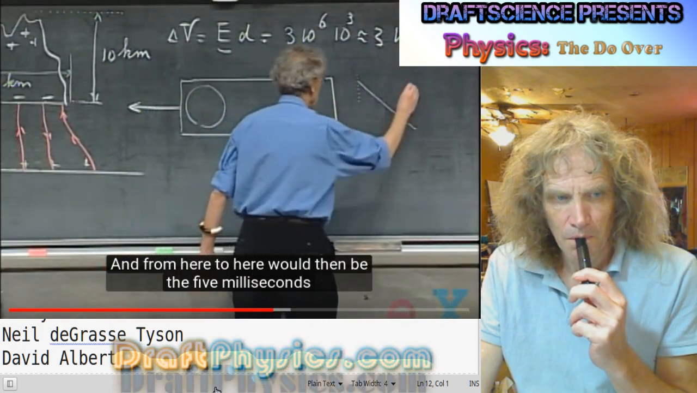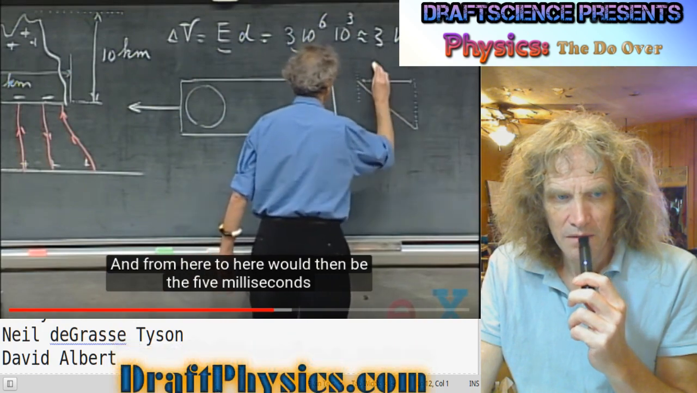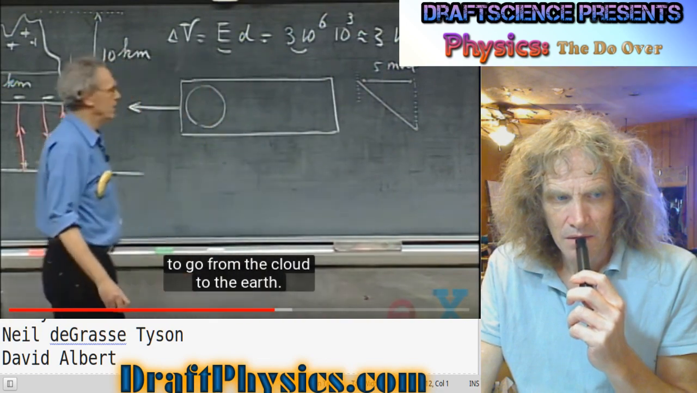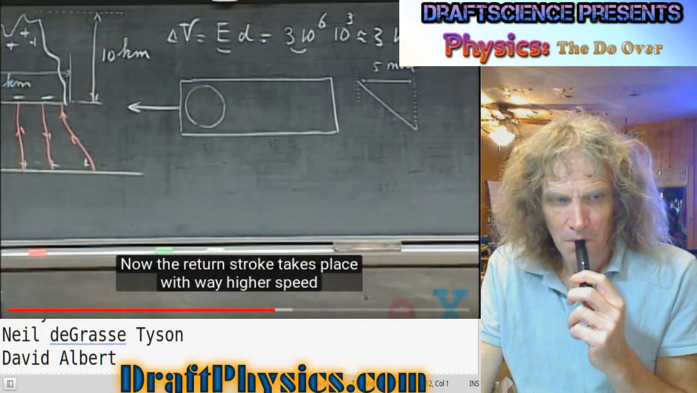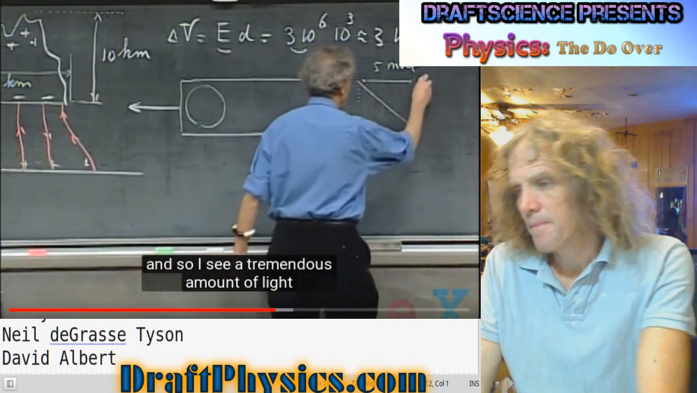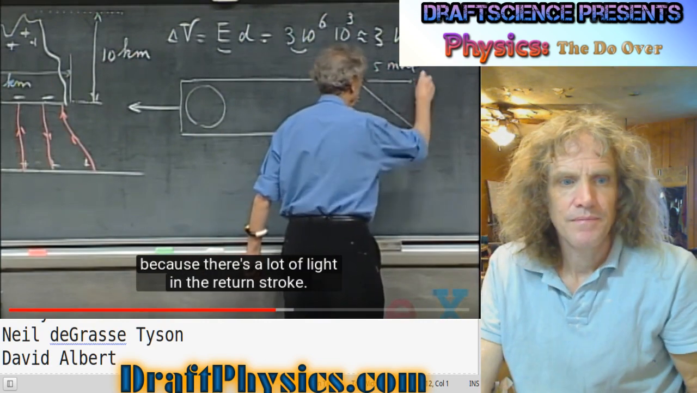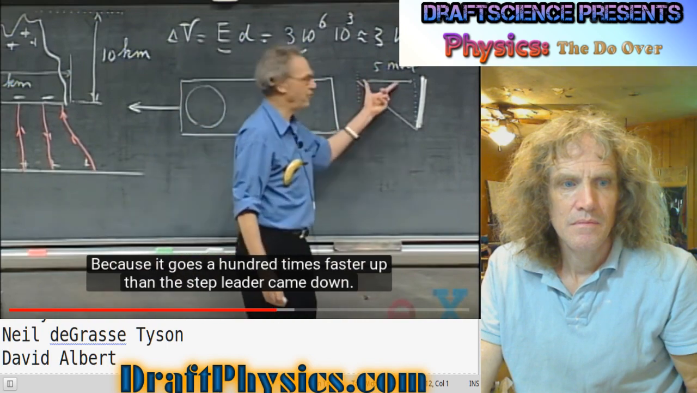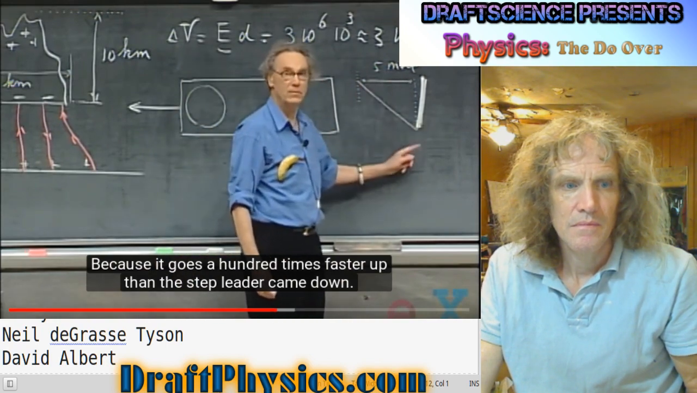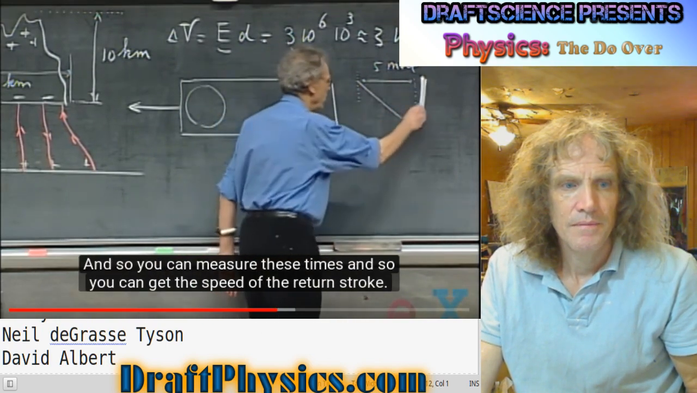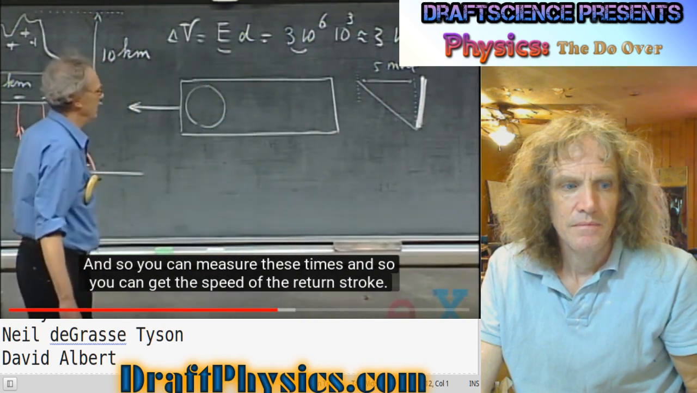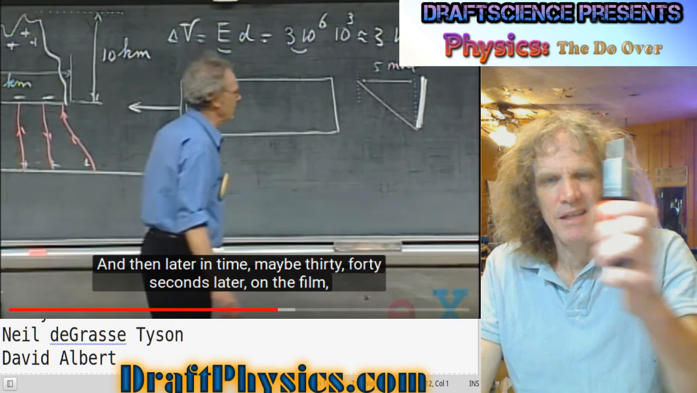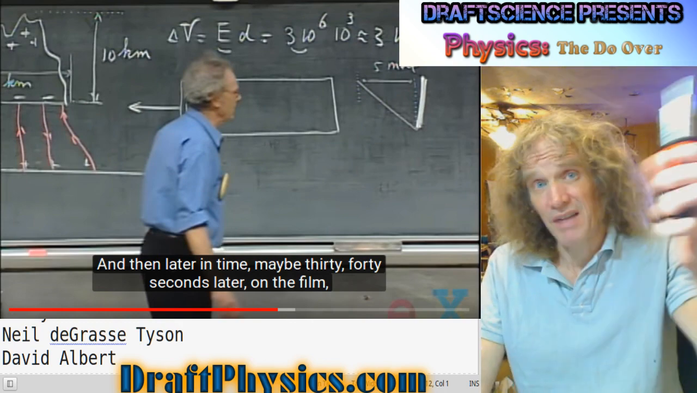And from here to here would then be the 5 milliseconds which it takes the step leader to go from the cloud to the earth. Now the return stroke takes place with a way higher speed, and so I see a tremendous amount of light because there's a lot of light in the return stroke, and of course this is very steep because it goes 100 times faster up than the step leader came down. And so you can measure these times, and so you can get the speed of the return stroke. So you're getting a picture of pieces of its progression.